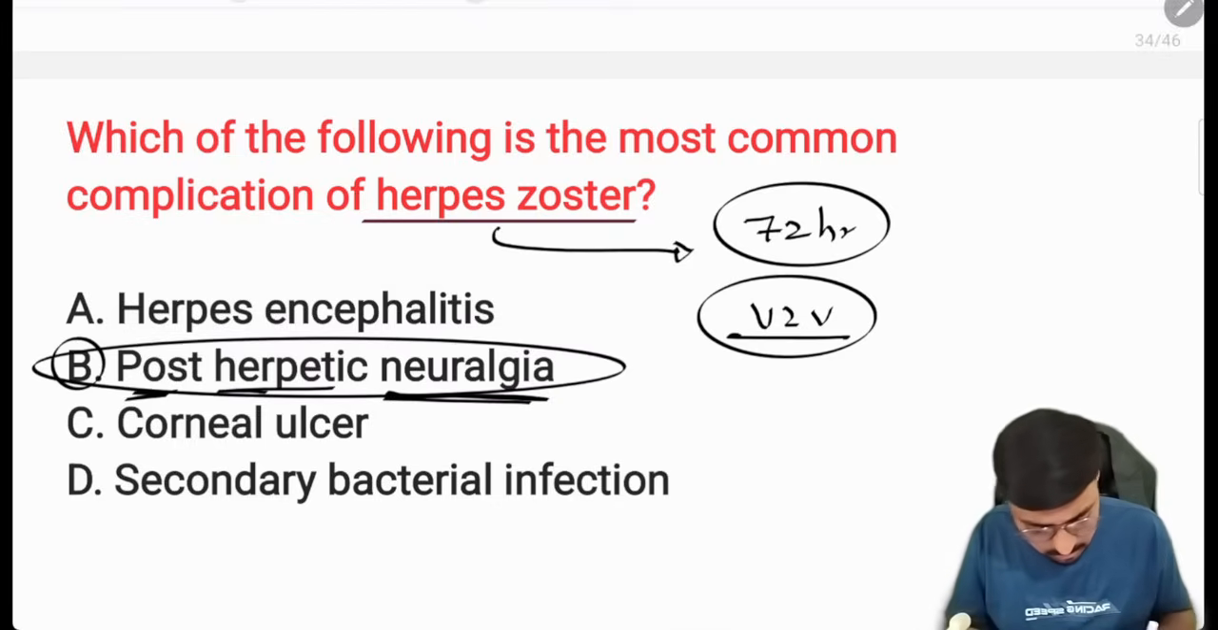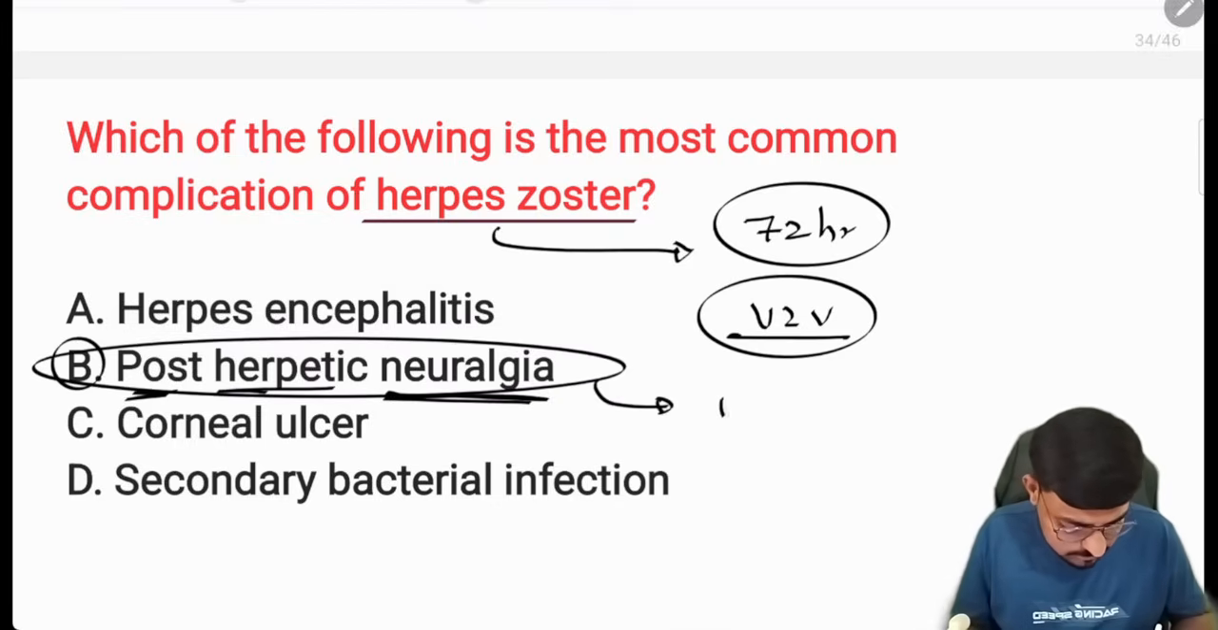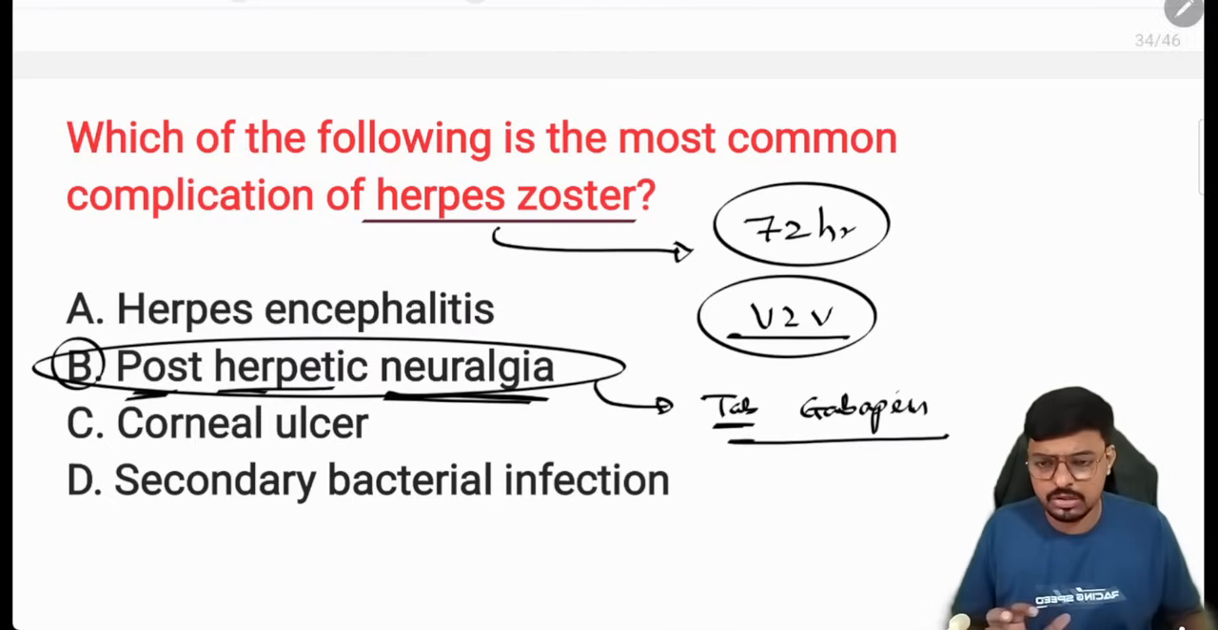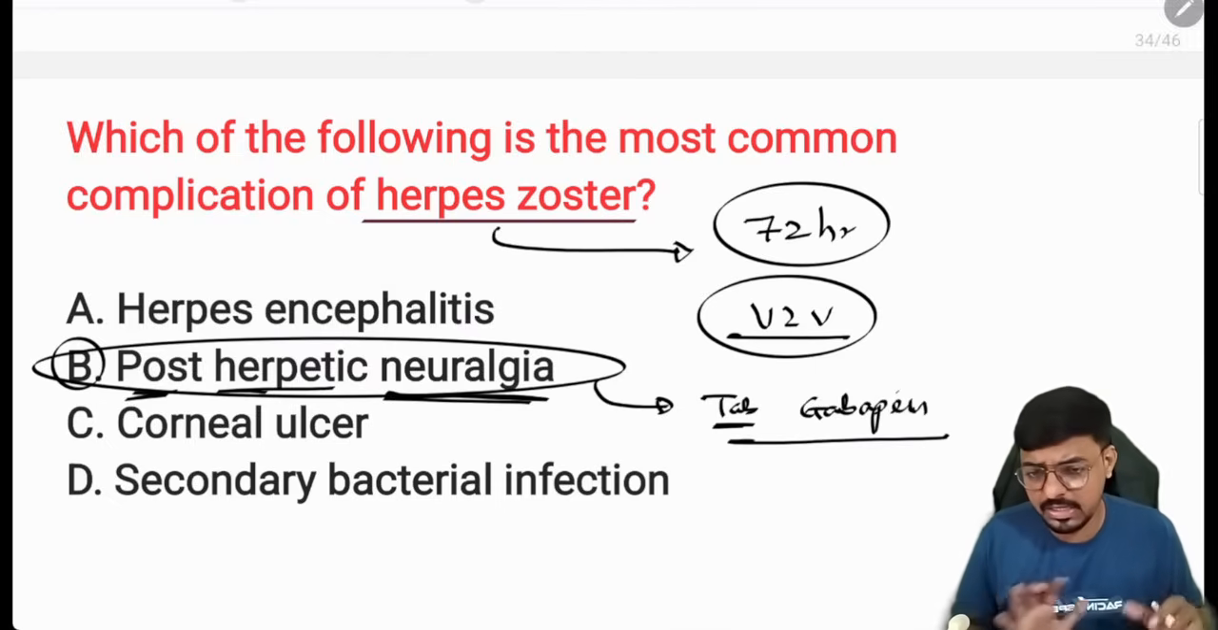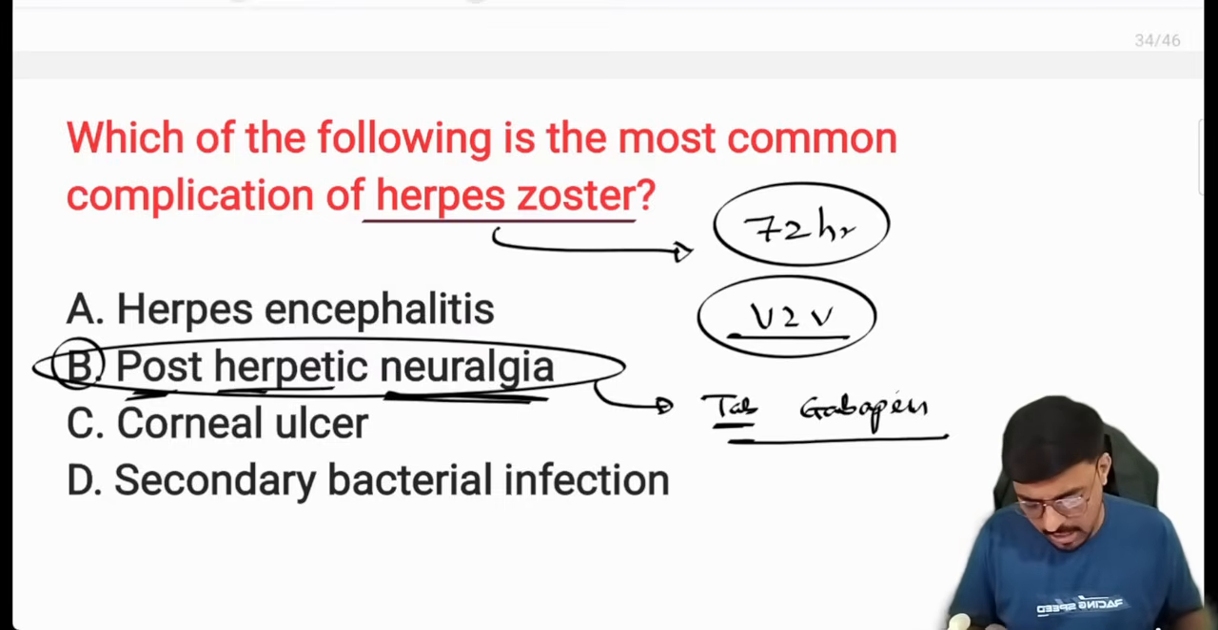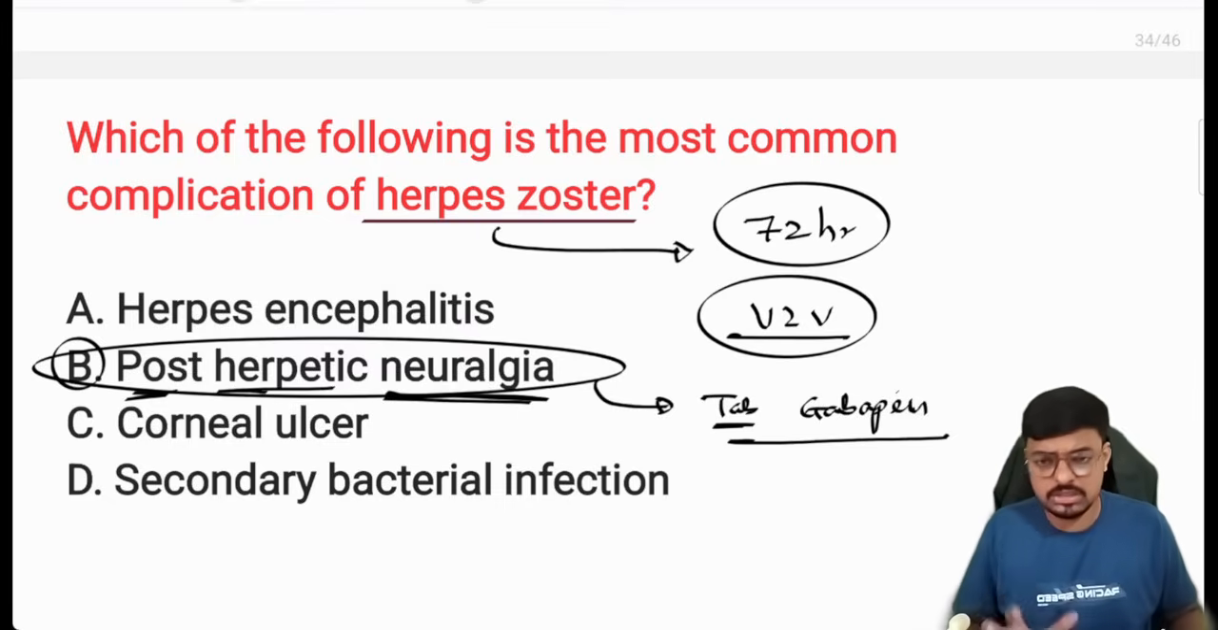The drug of choice for this is tablet gabapentin, which will be given for managing the pain here. That is the very important thing. And to prevent this post herpetic neuralgia, we need to start the treatment within 72 hours.